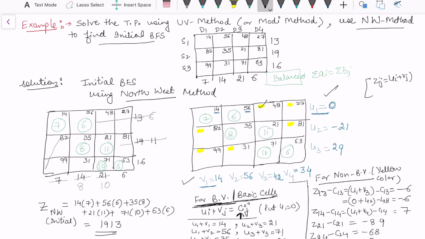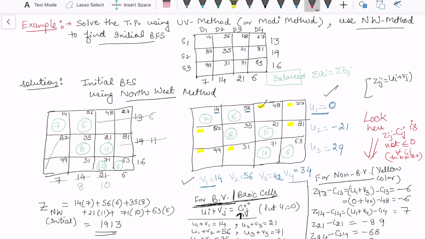Now we need to look here. Zij minus Cij is not less than or equal to 0 for every i and j for non-basic variables. But this was the criteria for the optimal solution. If all of them are less than or equal to 0, then my current solution is optimal. But here they are not. So this means I need to find an entering variable, and corresponding to that entering variable, I need to identify which would be the leaving variable.